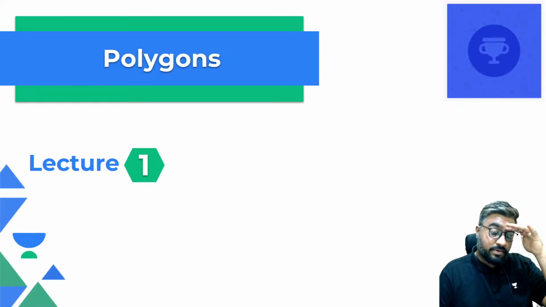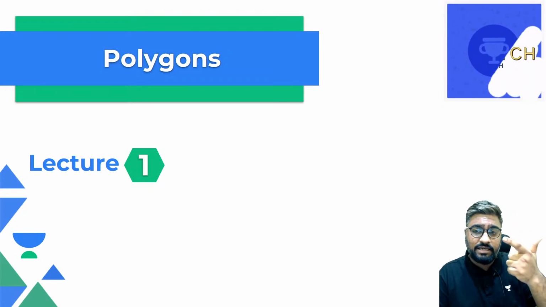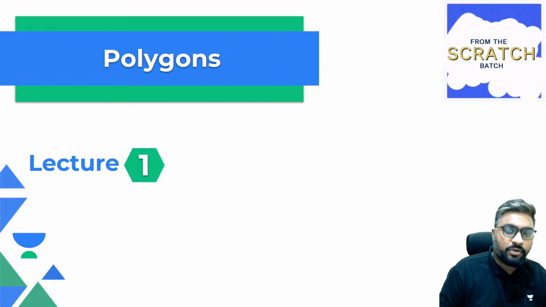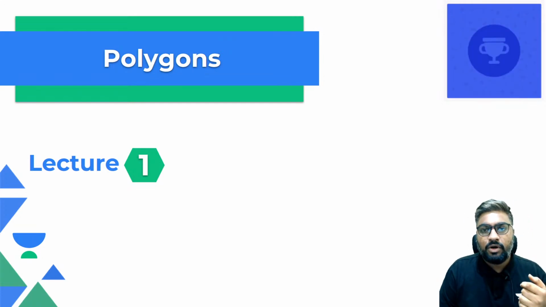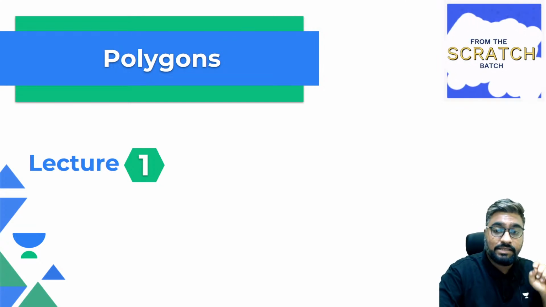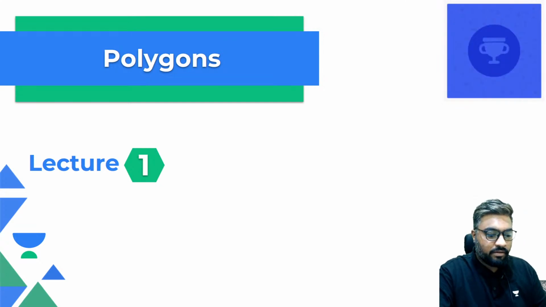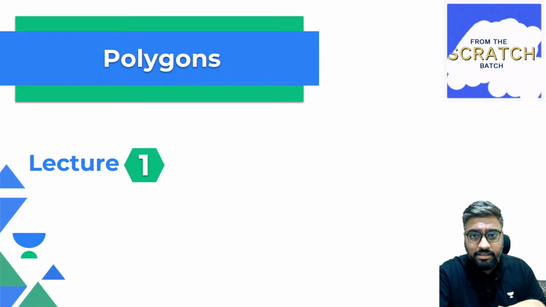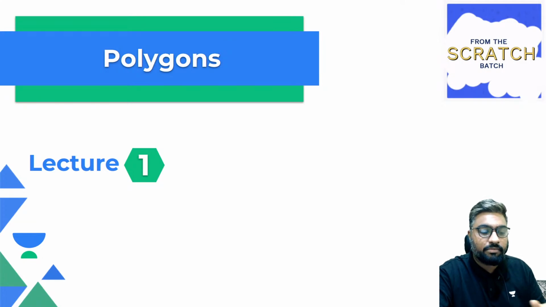So far under geometry we are done with lines and angles, triangles, and in the session yesterday we completed quadrilaterals. So today we're going to start with polygons. Polygons are basically closed figures with a fixed number of sides as straight lines. We're going to talk about types of polygons, and then we are also going to talk about their properties.